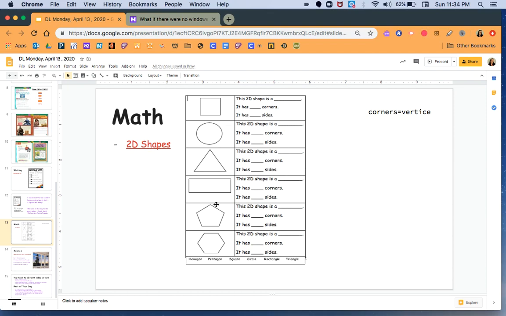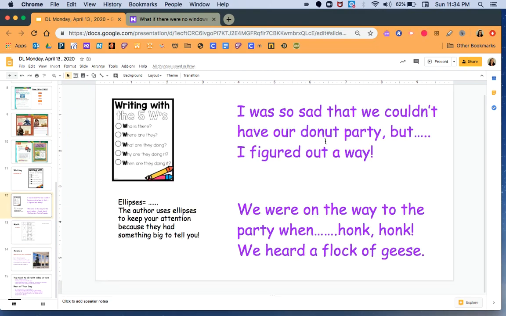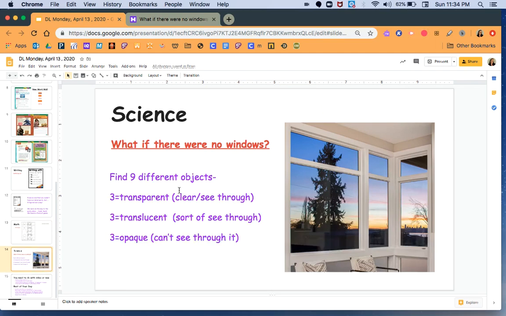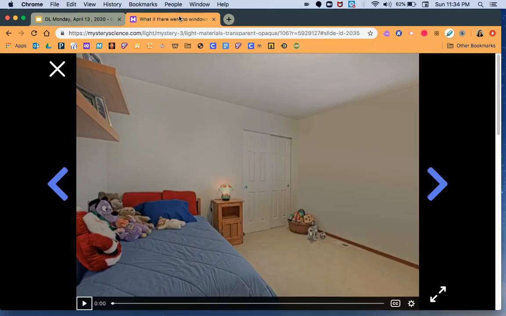So once again, you do not need to print this, but I do want you to draw the shape somewhere on a piece of paper, and then go ahead and tell me how many sides and how many corners or vertices it has. Okay, so today for science, we're going to be watching a part of a Mystery Doug, and then you're going to have some work to do after we get done with that.